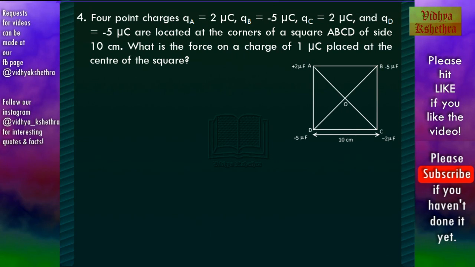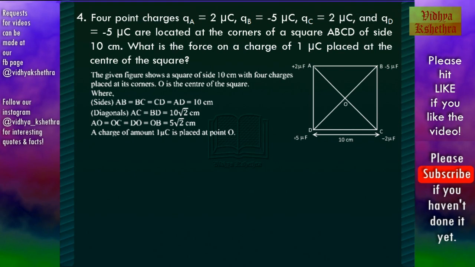This is the square. Now, the given figure shows a square of side 10 cm, that is equal to 0.1 meter. Now, the sides AB is equal to BC is equal to CD is equal to AD is equal to 10 centimeter, while the diagonals AC is equal to BD is equal to 10 root 2 centimeter by using Pythagoras theorem.